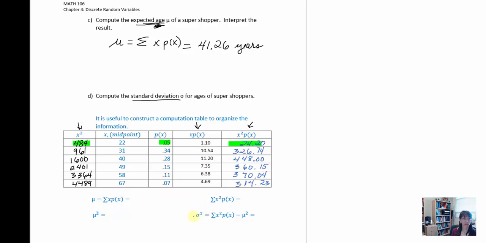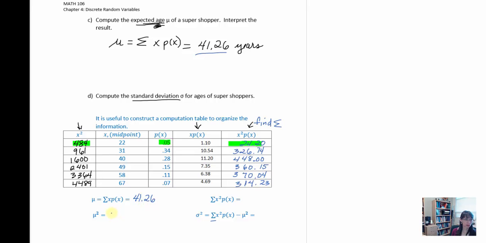So we're going to fill in some of our values here to make this substitution a little smoother. We notice that the variance, sigma squared, needs to be calculated before we can find the standard deviation. And the variance involves the product of our x squared times the probability, but we do need to find the sum. So we will add up that last column, find the sum, and then we have subtraction of mu squared. That is the expected value squared. So we found already in Part C that the expected value is 41.26. So to find mu squared, we simply take 41.26 and multiply it by itself.